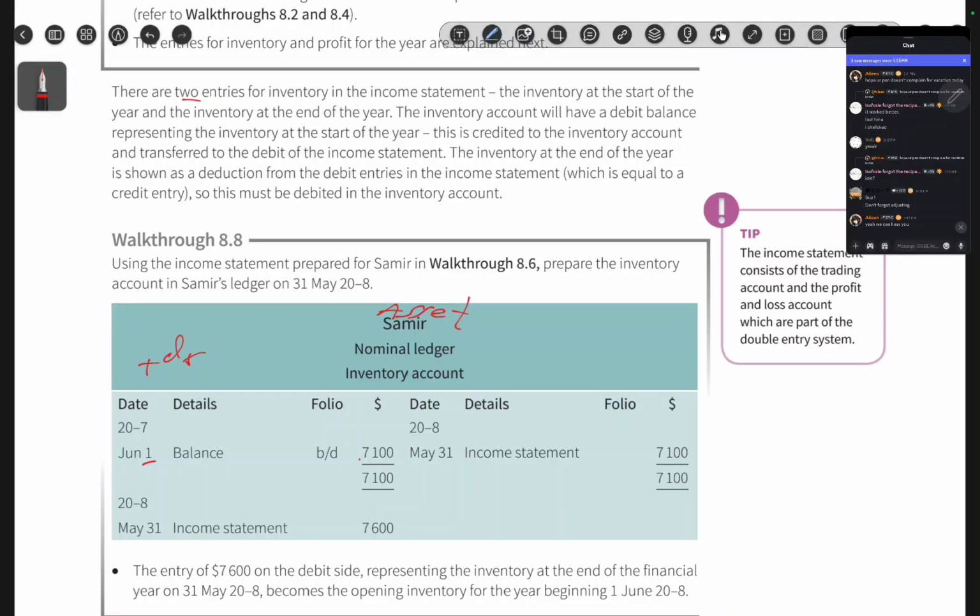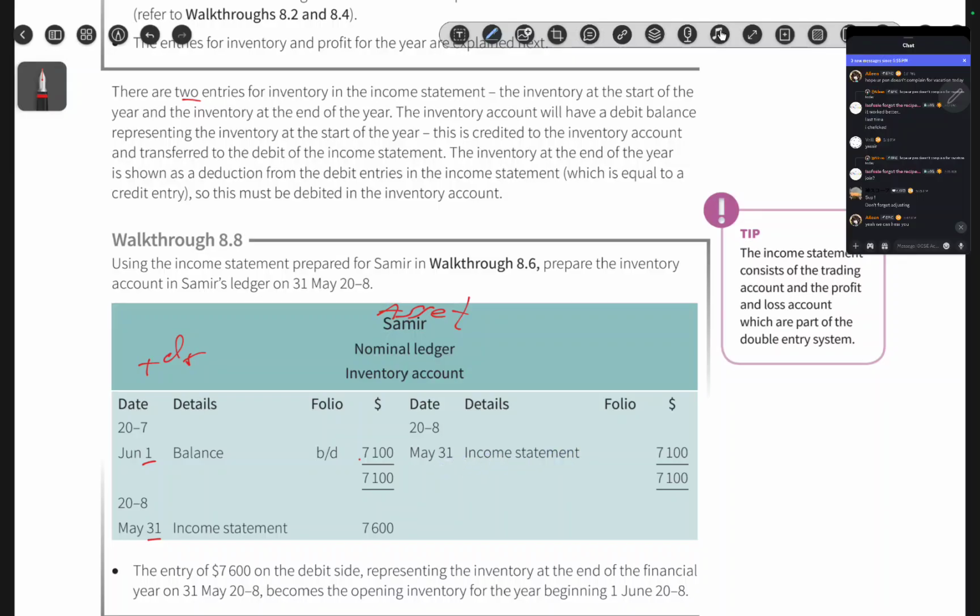So first you have your inventory balance BD on the debit side. On the credit side you transfer it to the income statement. Okay, and then you get this as income statement. You transfer it again to the income statement for closing inventory. You can see 31st. And this is also transferred on 31st because you prepare the income statement on the last day.